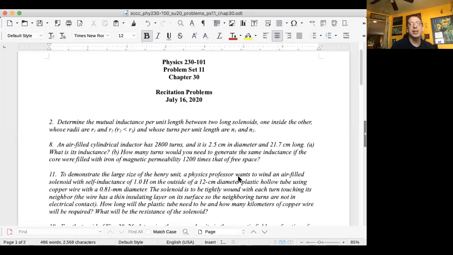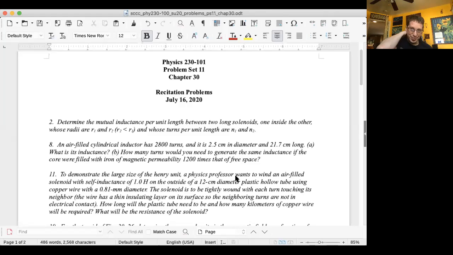This chapter concerns inductance, both self-inductance and mutual inductance. So let's look at the first problem in the recitation set. This is number 2 in the back of chapter 30. Determine the mutual inductance per unit length between two long solenoids, one inside the other, whose radii are R1 and R2, where R2 is less than R1, so R2 is the inner radius, and whose turns per unit length are small n1 and small n2.